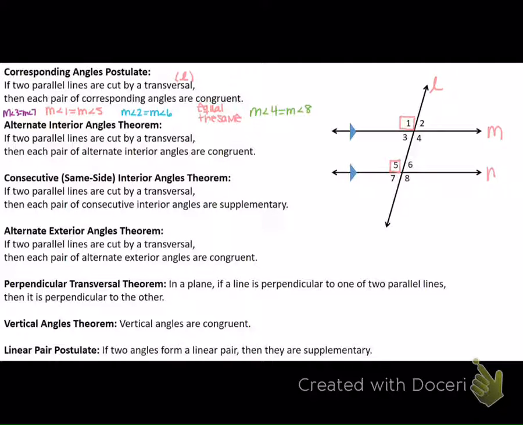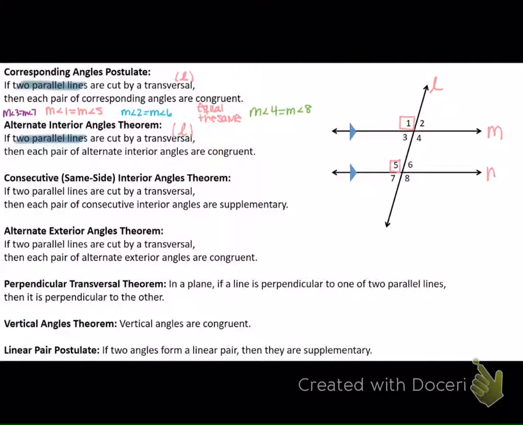All right, alternate interior angles theorem says if two parallel lines, so notice the words parallel lines are always in here. It's important. This only happens if the lines are parallel. Are cut by a transversal, and we called that transversal L in our case. Then each pair of alternate interior angles are congruent. Each pair of alternate interior angles are congruent. Give me a set of alternate interior angles.